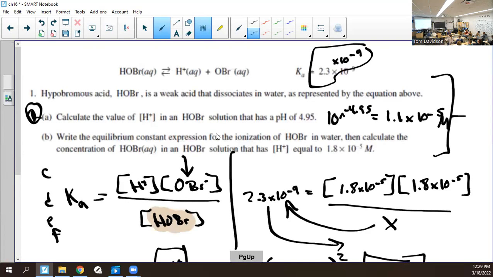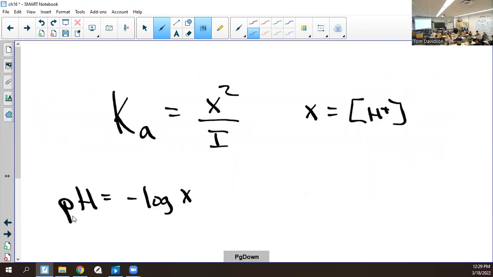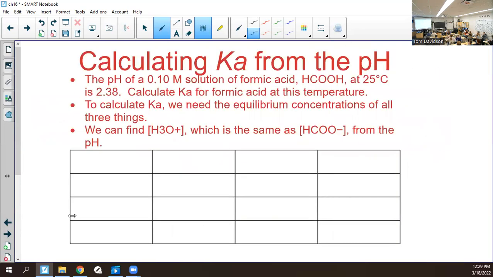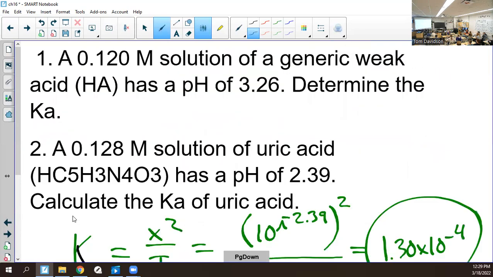Sometimes, you know how I said there's a bunch more letters? Letter F might say, explain why we were able to ignore the x in the first place. Say that weak acids dissociate to a very small extent, which means you don't have to include that. Okay, that was fun.